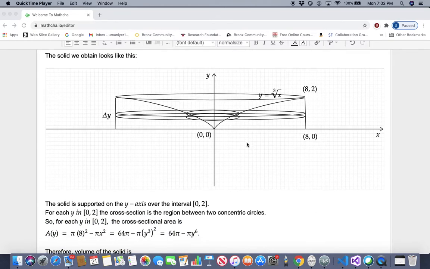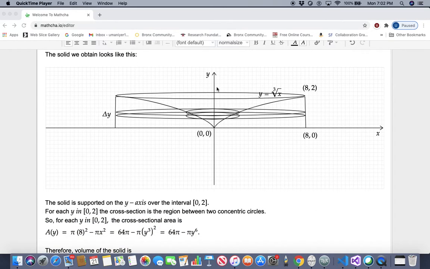All right. So now notice this is rotated about the y-axis. So when I take slices, I get circular slices if I cut across. My cross sections are across the y-axis, so I'm going to go perpendicular across. And the slices have thickness delta y, because it's vertical distance. So the thickness of each cross section is delta y.